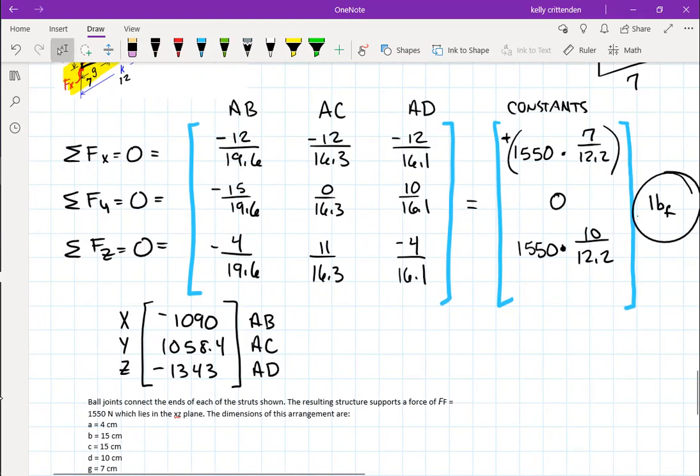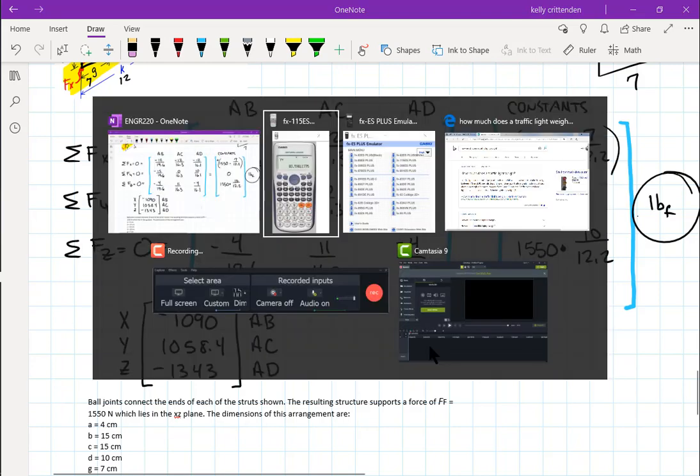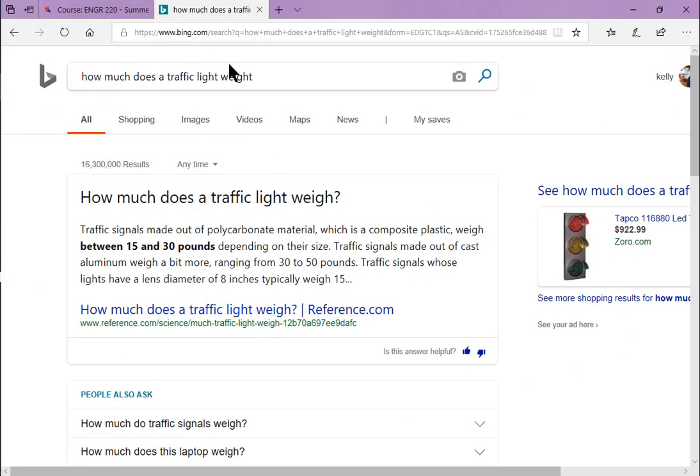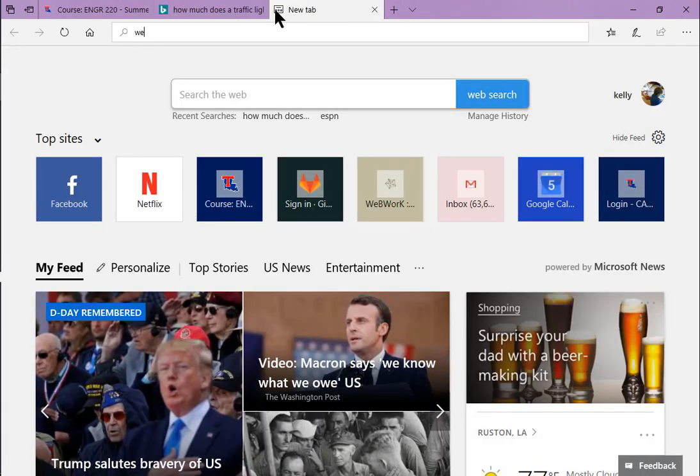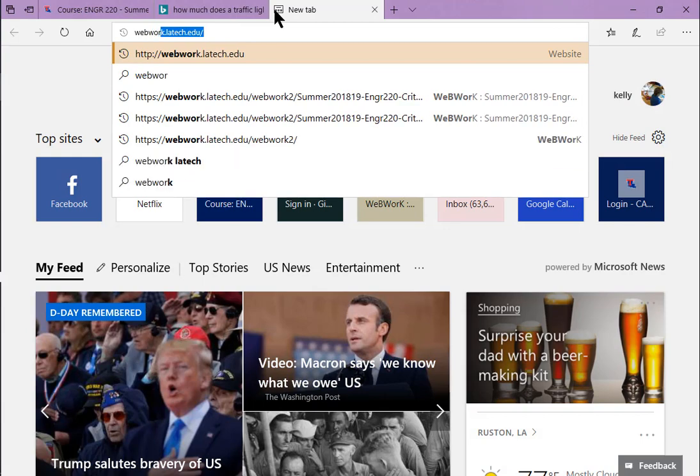Now, the really scary part is if any of this works in WebWork. I won't be surprised if it doesn't, because we did do a good bit of rounding, so I won't be terribly upset. I want to get off there. I don't still have WebWork open. I don't know why. Let's look.